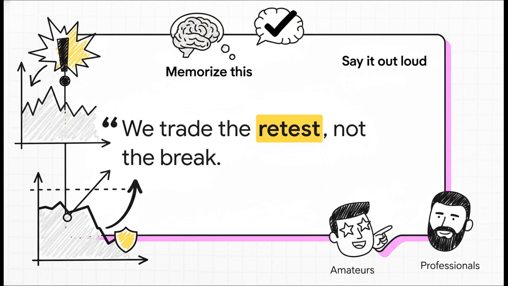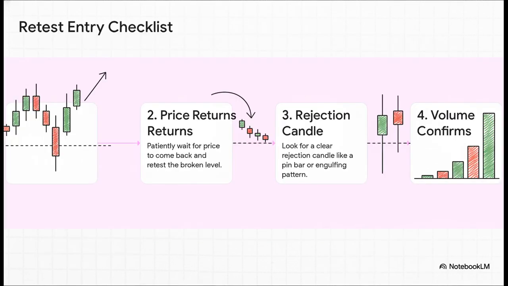Amateurs get excited and chase that big, explosive breakout. Professionals patiently wait. They wait for price to come back and prove that the old ceiling has now become the new floor. And here it is, your exact checklist.